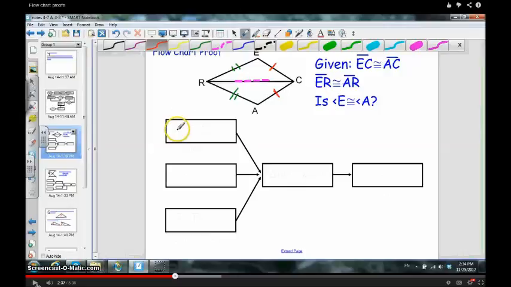CPCTC. Turn to your neighbor and tell them the words that CPCTC represents. It should be on your notes. Turn to your neighbor and tell them the words. The 5 words. Actually, I guess it's 7 with the conjunctions.